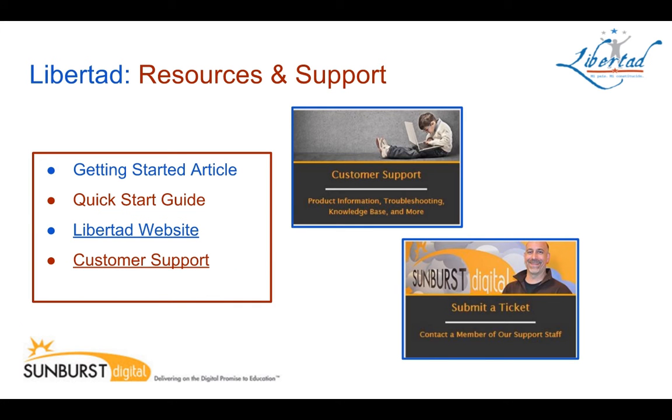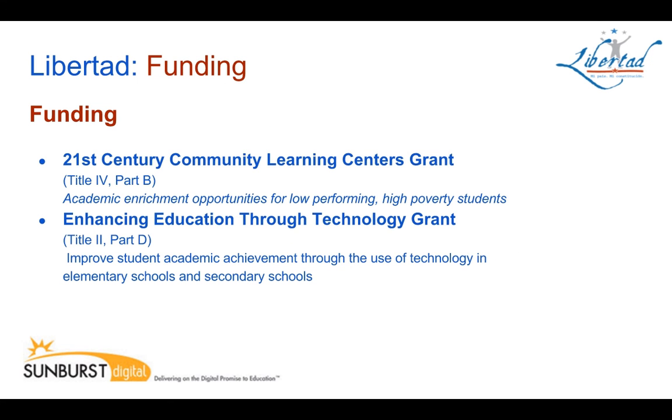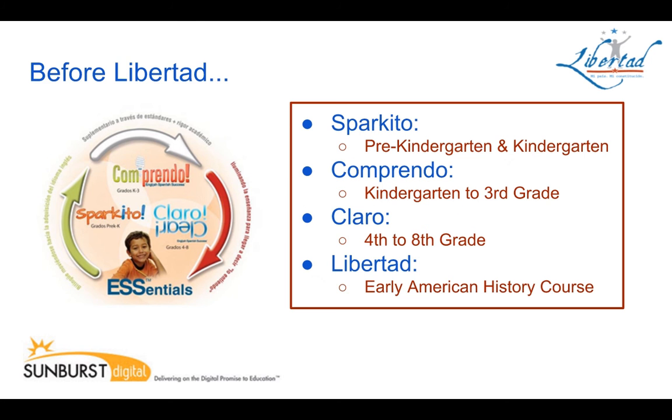There are resources and support to help you get started with Libertad, along with Sunburst customer support site. You can get more information about Libertad through the website and also by calling 1-800-321-7511. There are different ways to get funding for the purchase of Libertad. There is Title IV Part B 21st Century Community Learning Center grants and Title II Part D Enhancing Education Through Technology grants. And lastly, what comes before Libertad?